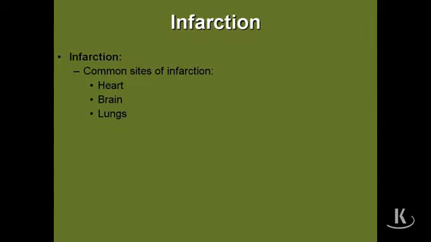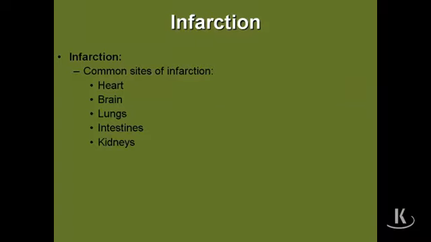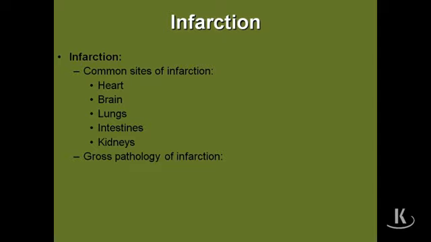Lungs, intestines, because remember, the blood supply in the intestines is unique, where the blood vessels are on the outside of the intestine and have to traverse the wall, and the last place to get oxygen along the GI tract is the mucosa, so you'll get ischemic damage starting there and then traversing to the outside. Kidneys require a lot of oxygen and nutrients to maintain their many functions, and it can lead to infarction. What is the gross pathology of infarction?